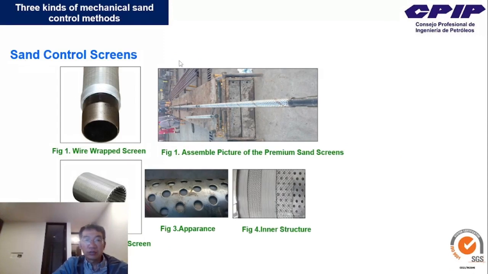Sand control screens. The first one is a wire-wrapped screen. This is the assembled picture of the premier sand screens like this. Picture 2 is the wire-wrapped screen jacket. Picture 3 is the appearance. Picture 4 is the inner structure of the liner screen.